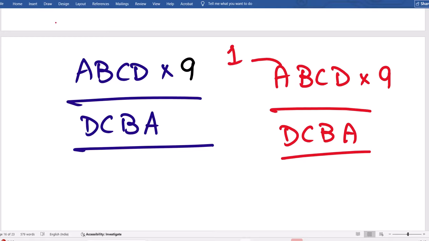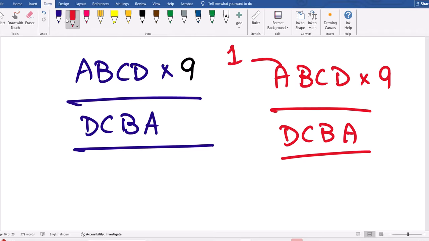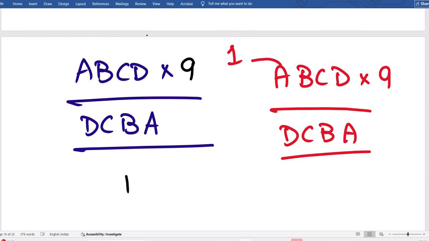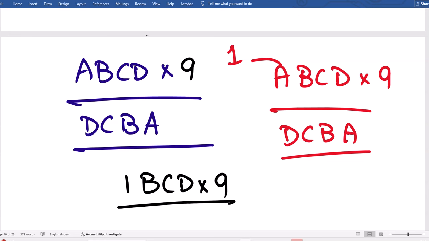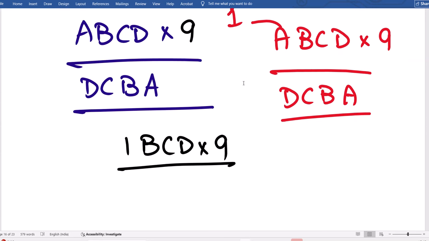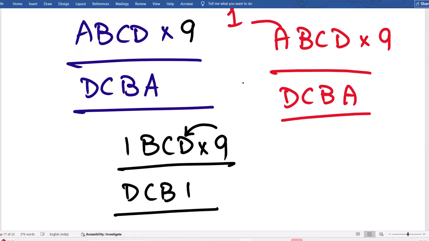Now listen. Once you fix A value as 1, D will be 9 only. Once A is 1, D must be 9. Why, sir? Units place: 9 multiplied by something should give 1. As the units place, D must be 9. 9 into 9, 81. 1 will come there. 1 is already fixed there. You want 1 there. D must be 9.